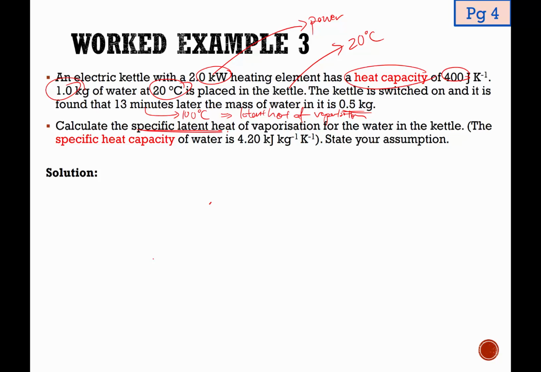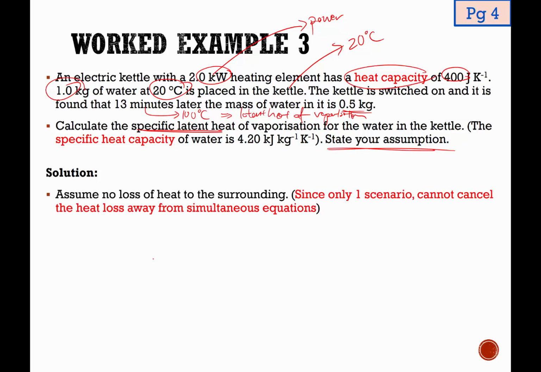We are provided with the specific heat capacity of the water as 4.2 kilojoules per kg per Kelvin, and we are also required to state the assumption. For most cases, most of you will be able to come up with this assumption yourself. I'm going to assume there's no heat loss to the surroundings, but here I added some comments. Since there's only one scenario, we cannot cancel the heat loss away using simultaneous equations. You perhaps may not quite understand what I mean right now, but please keep this in mind, because in the later example, example 4, I'm going to illustrate what I am trying to say here. But as of now, it is good enough for you to assume that there's no heat loss to the surroundings.